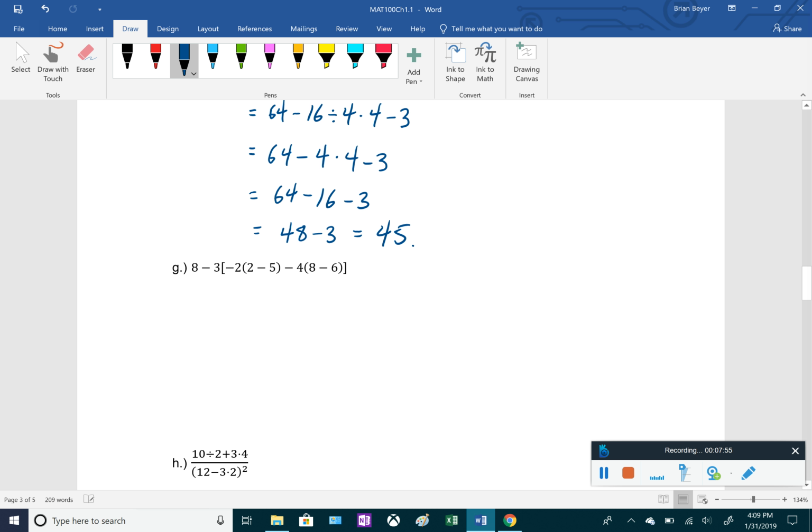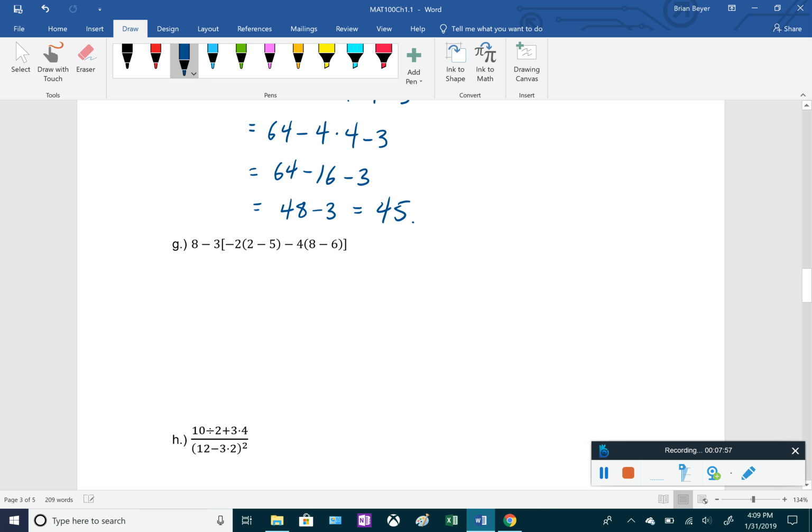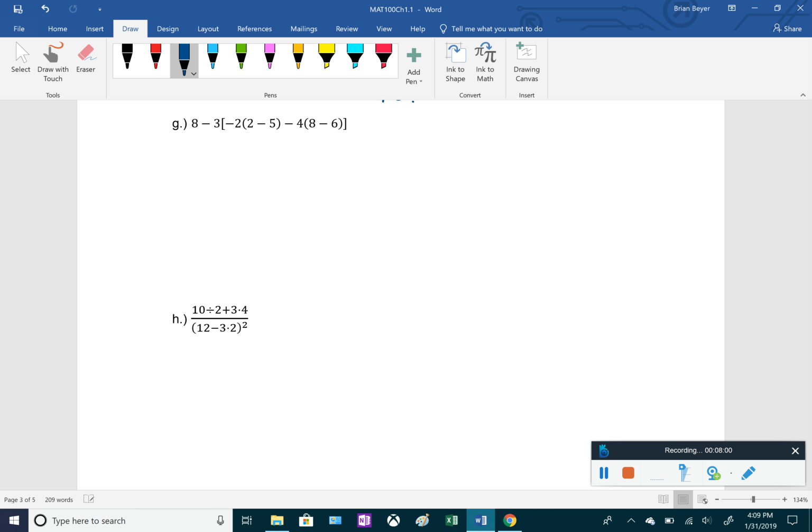Okay, and then for the next one, so we have 8 minus 3. So the bracket is another parenthesis. We use brackets when we have parentheses within parentheses so we don't get them confused with each other. So it's 8 minus 3 parentheses times negative 2 times 2 minus 5 minus 4 times 8 minus 6. So what I'm going to do is, based on order of operations, I'm going to go inside this big parenthesis, the big bracket, and simplify what's inside of there first.